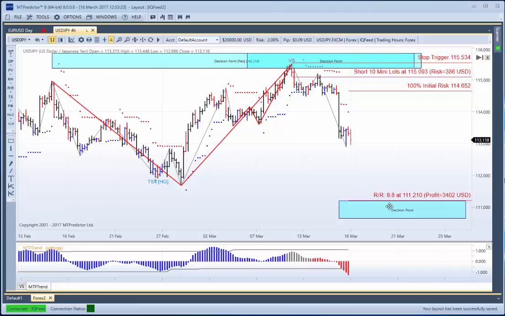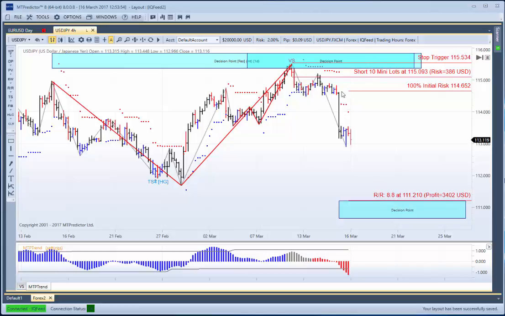But again, this is what's good about our MTPredictor trades, that if this trade works out, and obviously we haven't got there yet, this is partly why I wanted to do this video, to see whether the Japanese yen does indeed decline down to here. It would be a potential 8.8 or almost 9R profit, or almost 9 times greater than the initial risk. So this would be a good trade to take. We don't know whether it's going to go down here. All we know is that if it does, the profit would be just over 8 times greater than the initial risk.